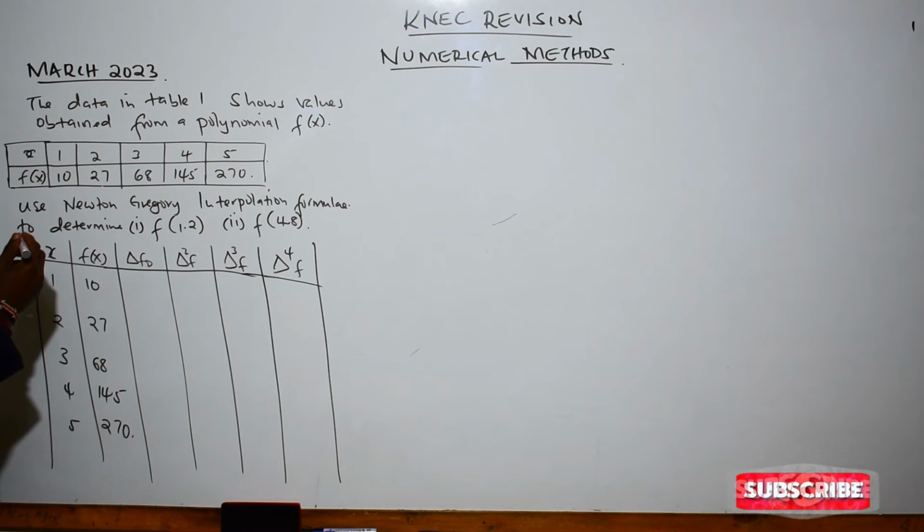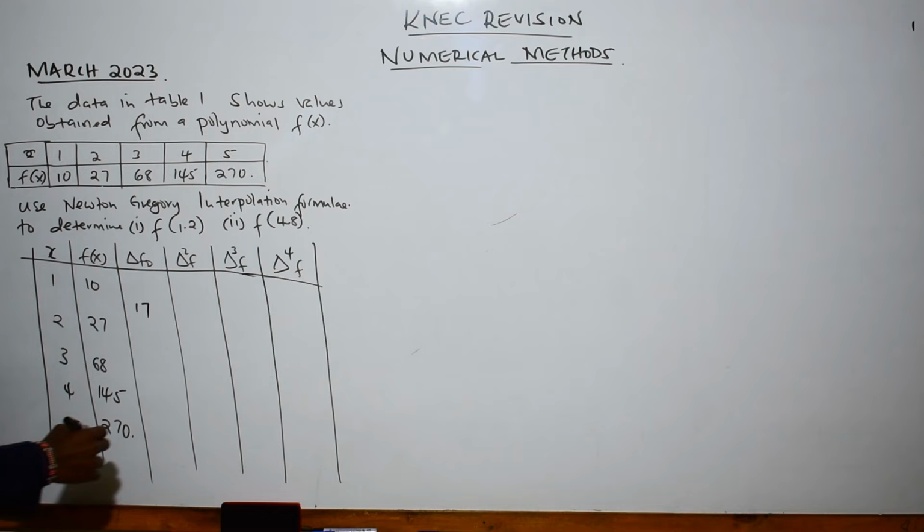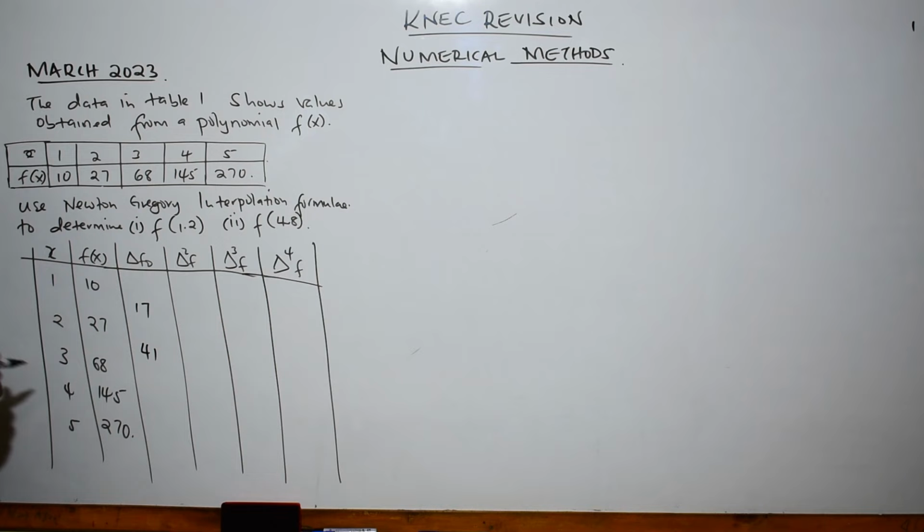So 27 minus 10 gives you 17, 68 minus 27 gives you 41, then you have 145, then you subtract 68, you get 77. Right, then you have 270, then subtract 145, get a value as 125. So that is the first difference.